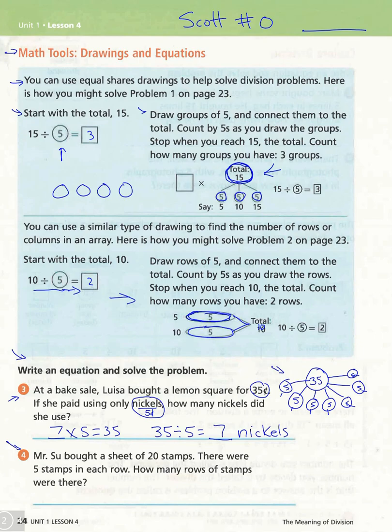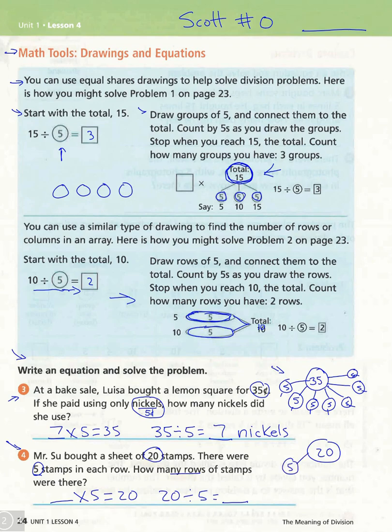Okay, so now we're looking at number 4. It says, Mr. Sue bought a sheet of 20 stamps. So that's our big number. That's the body of our octopus here, 20 stamps. And there were 5 stamps in each row. So again, we're going to go groups of 5, right? Because how many rows? So how many groups of 5 is 20? Or 20 divided into groups of 5 is how much? Those are our equations. So now here we go with our octopus, our equal shares model.